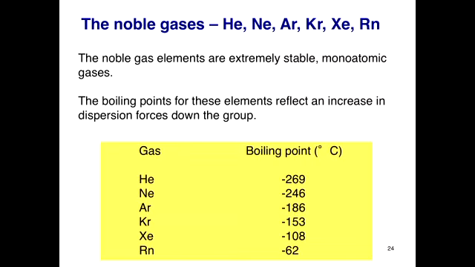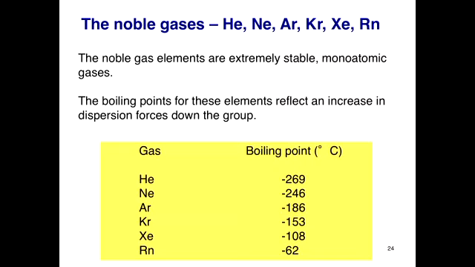Let's put all the noble gases together because they have a similar chemistry. Monoatomic gases under normal conditions. And if we look at the boiling points, we can see as we increase the number of electrons, we increase the boiling point. We're increasing the dispersion forces. The polarisability of these atoms is increasing. The dispersion forces increase as well.